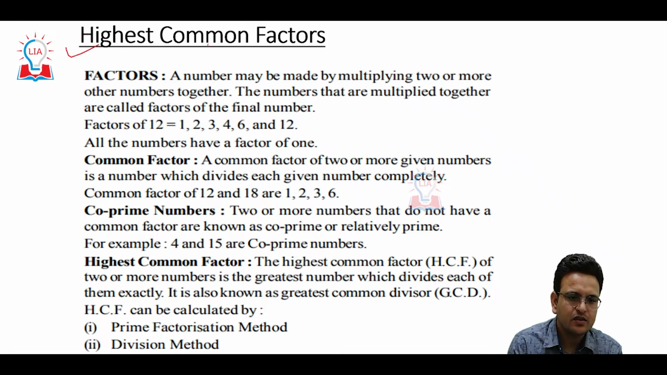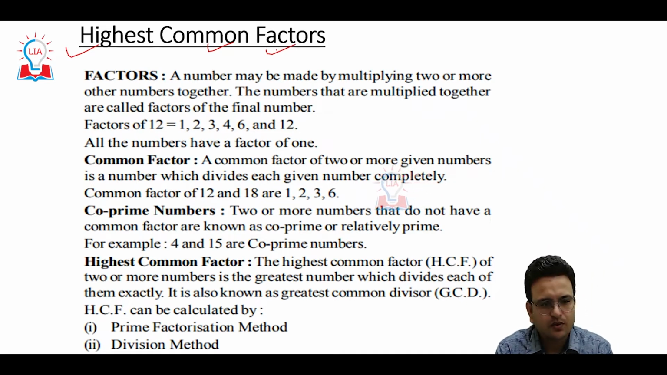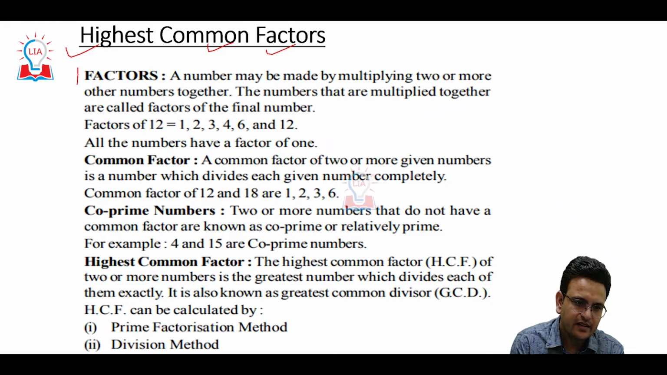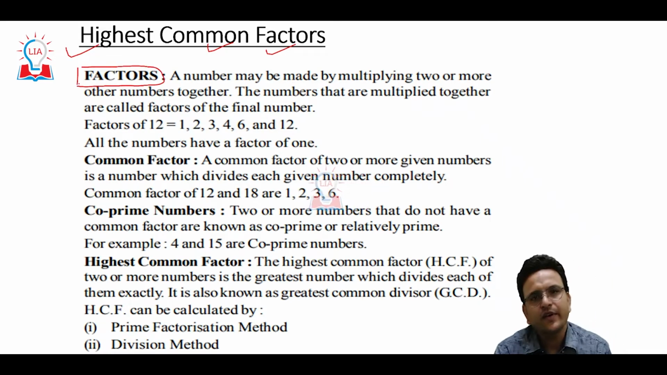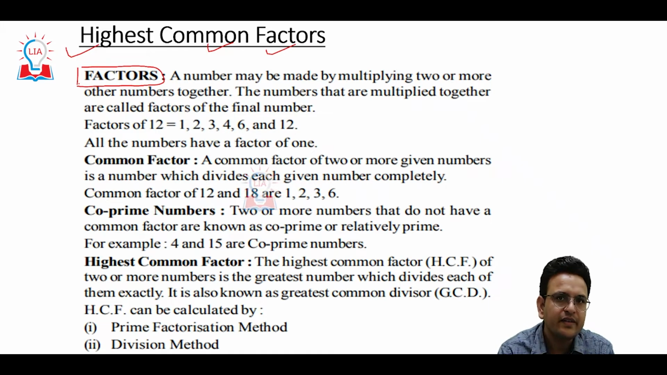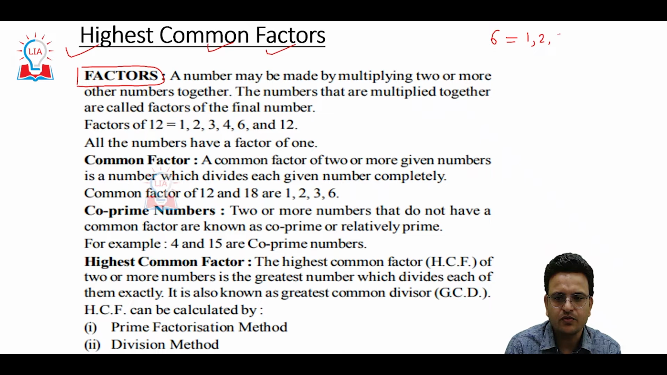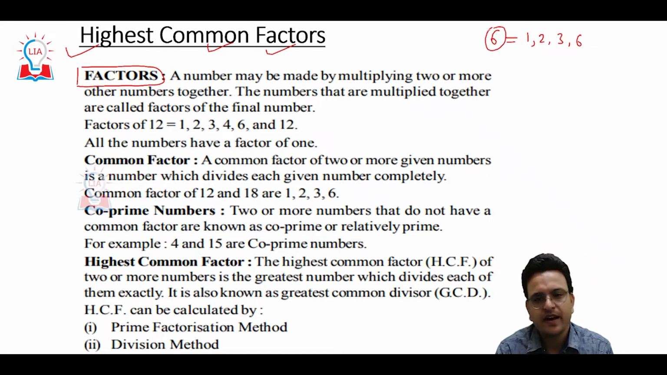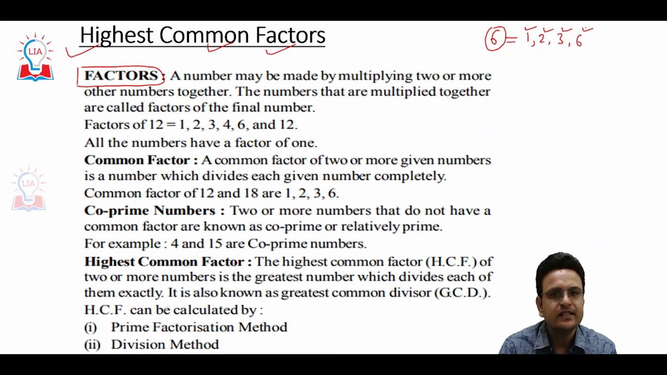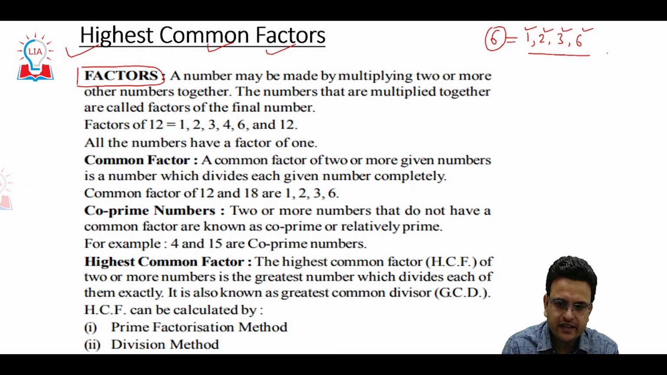So here, what is a factor? A factor is nothing but a number which can divide a given number. Consider the number 6. Number 6 has factors like 1, 2, 3 or 6. It simply means 6 can be divided by 1, 2, 3 or 6 itself without giving any remainder. Means the remainder will be 0.